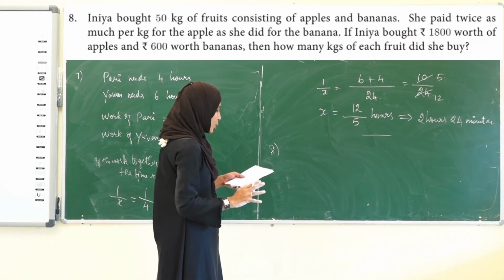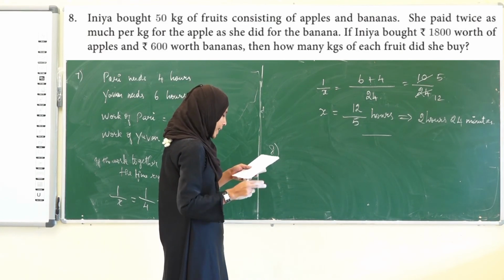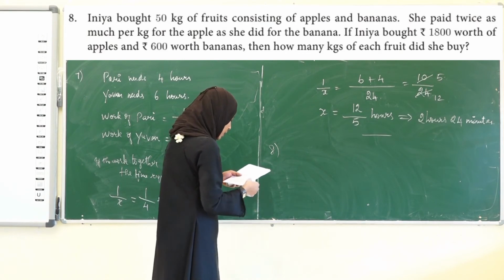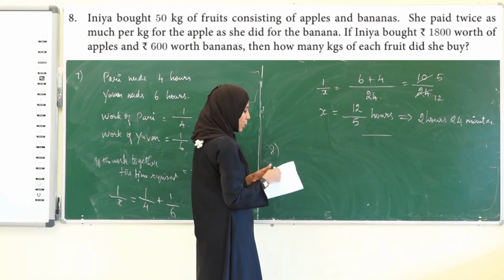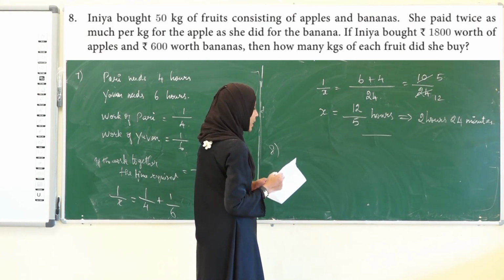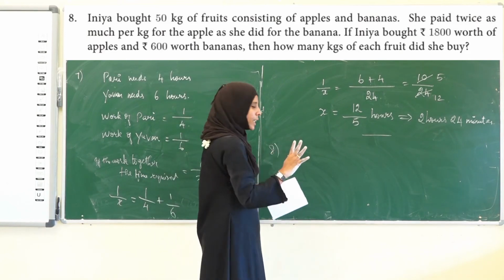Inia bought 50 kg of fruits consisting of bananas and apples. She paid twice as much per kg for the apple as she did for banana. If Inia bought rupees 1800 worth of apples and rupees 600 worth of bananas, then how many kgs of each fruit did she buy? What they have given: Inia has bought 50 kgs of fruits.